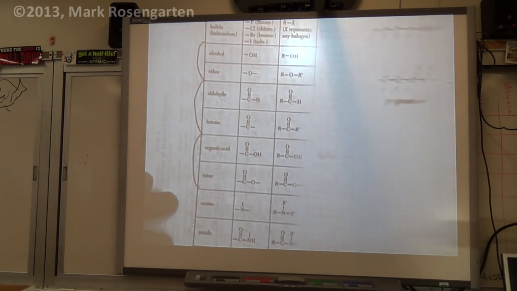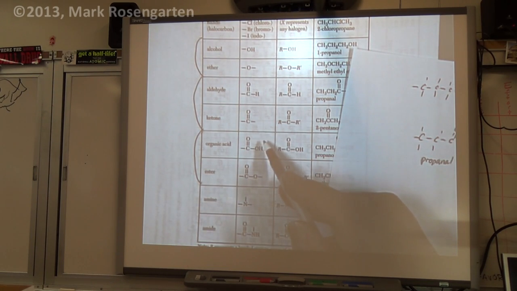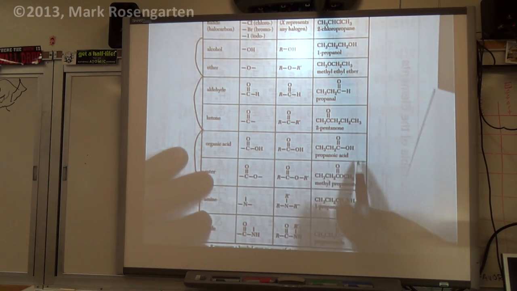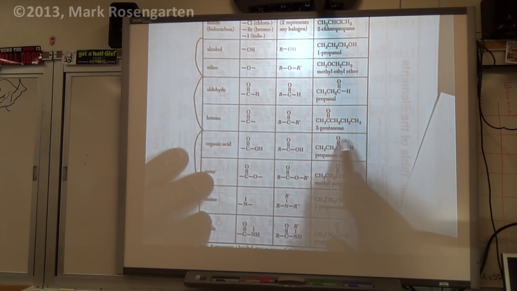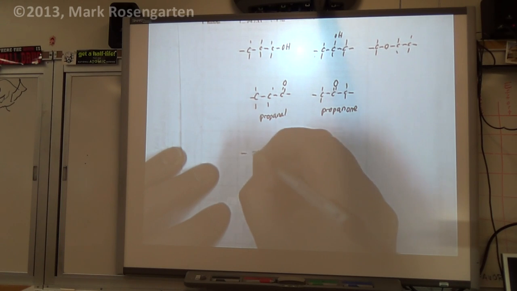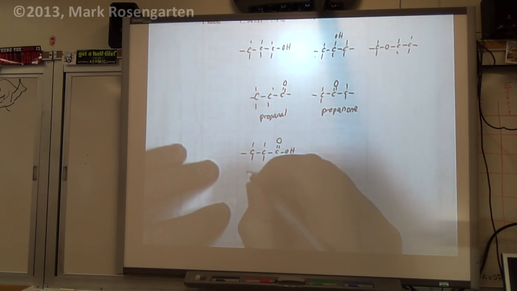The fun one is the organic acids and the esters. The organic acids and the esters both have a carbon that's bonded to 2 oxygens, one with a single bond, the other with a double bond. In an organic acid, that's at the end of the molecule, and in an ester, it's somewhere in the middle of the molecule. So let's suppose we had propanoic acid. Okay, that's propanoic acid.